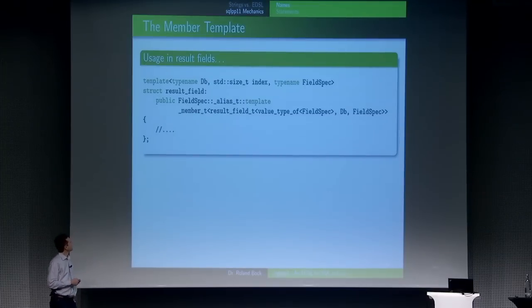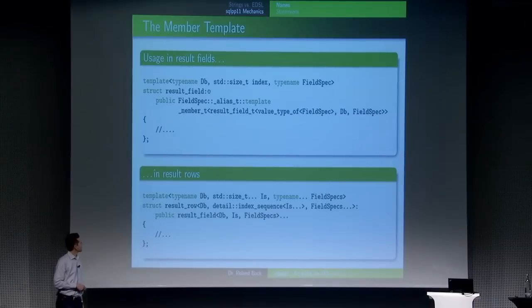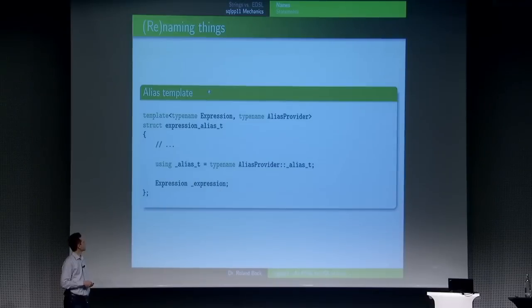And these result fields are then used in result rows, and here again we have multiple inheritance to bring in all the columns, or the field expressions, field representations for all columns into the result row. Okay.